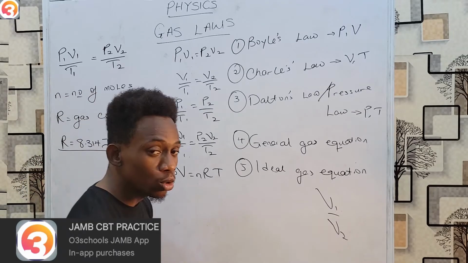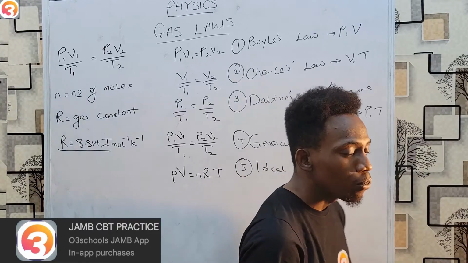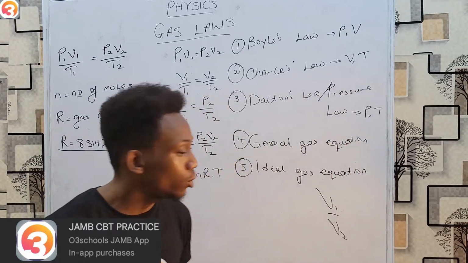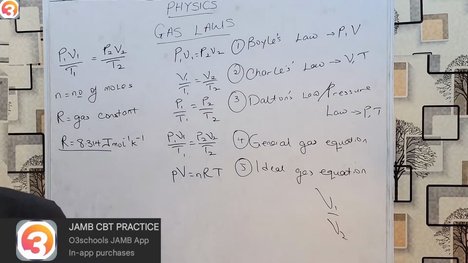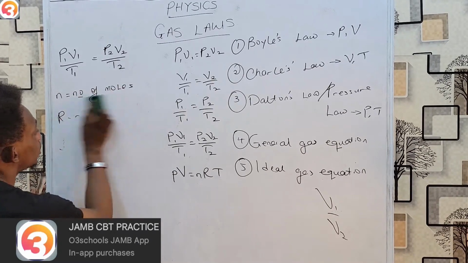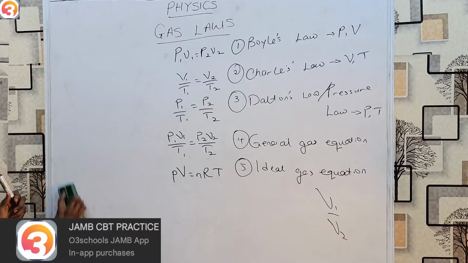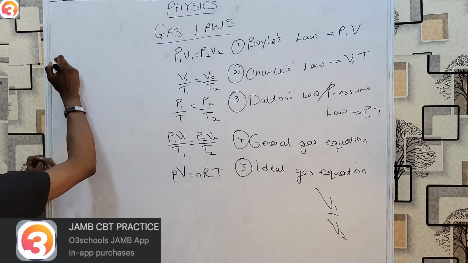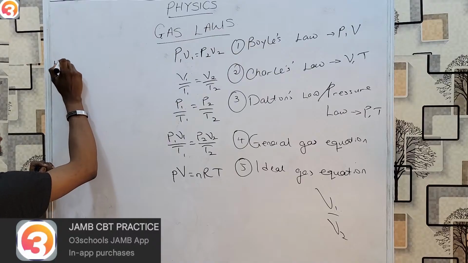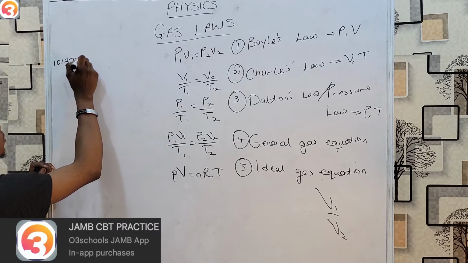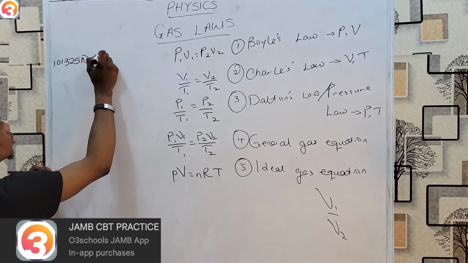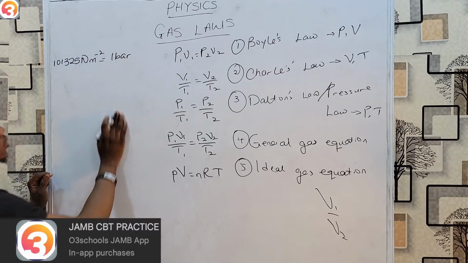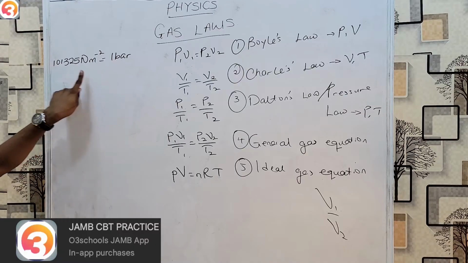That means one other thing to know in this topic is actually the comparisons between different values and how to convert from one unit to another. So quite quickly, let's look at some of those. And you will note, please, let's say for pressure, 101,325 Newton per square meter is actually the same thing as 1 bar.